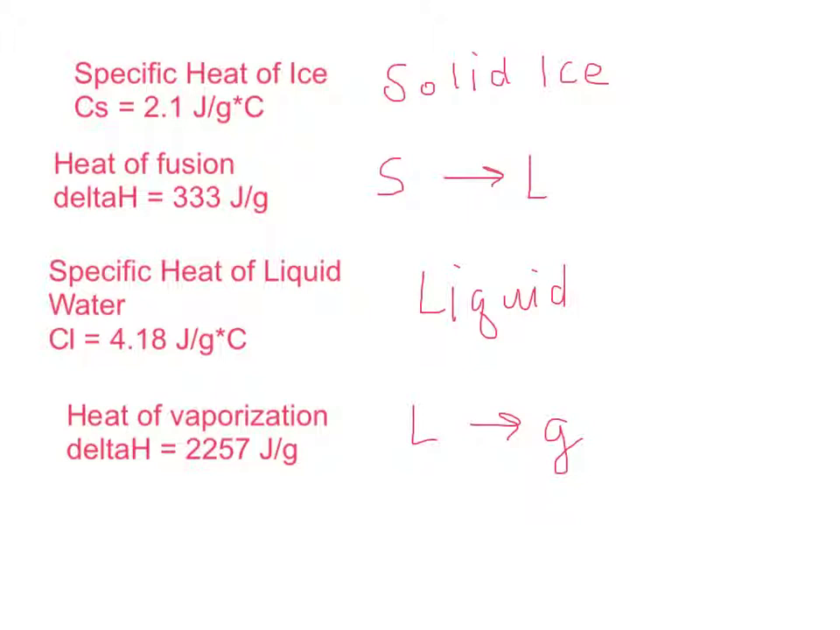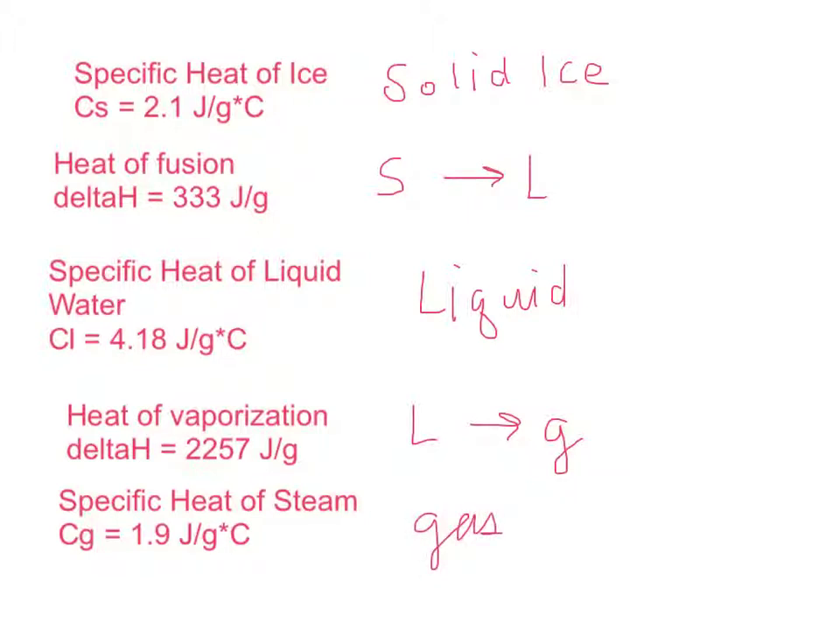And finally, we are going to do the specific heat of gas or steam. And this value was C, represented with a subscript G, and its value is 1.9 joules per gram times degrees Celsius. And once again, this is when we're dealing with only the gas phase. Okay, so now that we've got our values down, we are going to use them to do some calculations. So let's do a problem.